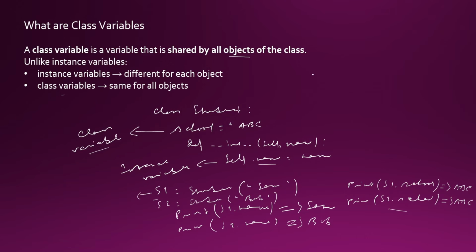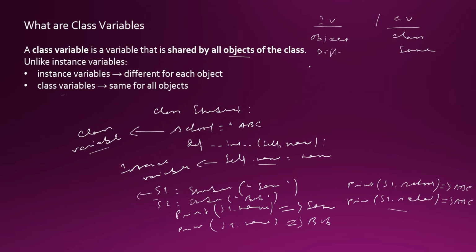So one interview question you might be asked is: what is the difference between class variable and instance variable? So, instance variable is object specific, and class variable is class specific, right? Object variable has different values, but a class variable always has the same value, right?